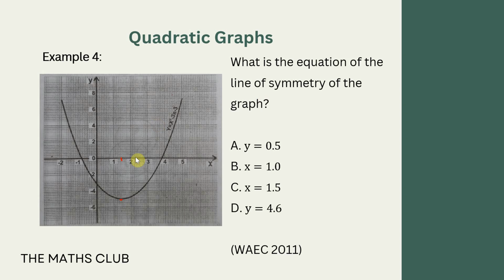Remember, the equation of symmetry is the x value, which is x equal to, let's say, 1.5. 1.5 is always the x value, never the y value. Don't be carried away. It's always the x value. So that will give you option C to be your answer. Also taken from WAEC 2011.